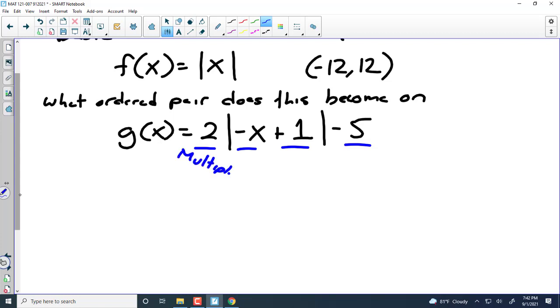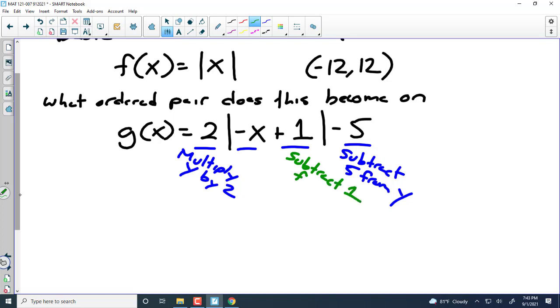Multiply y by 2. Subtract 5 from y. How come I know both of those are y? They're on the outside. Subtract 1 from x. Multiply x by negative 1.